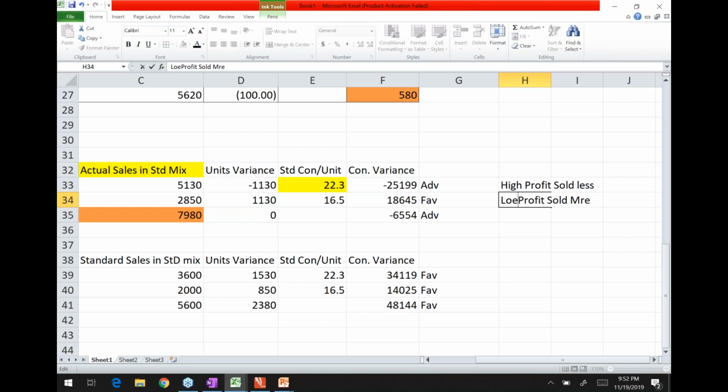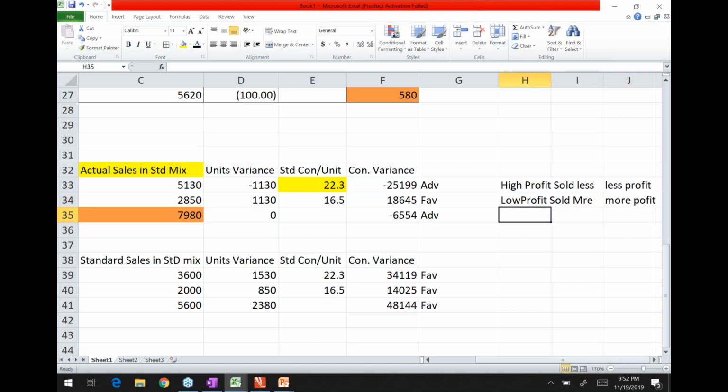Okay. More low profitable, sold more. Are you getting my point? So now here we earned less profit by selling this less, we earn more profit by selling this more. So here less profit earned, here more profit earned.